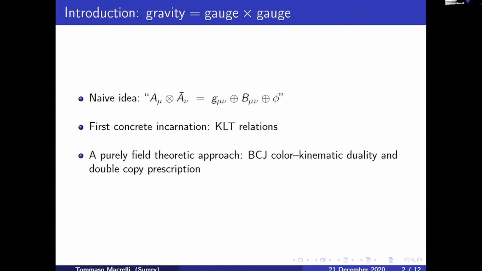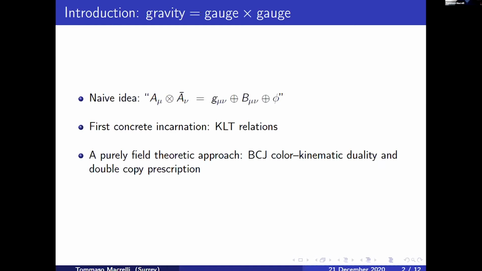To get started, the really naive idea behind the paradigm that sees gravity as the square root of a gauge theory can be summarized with this formula. Well, this is very heuristic since, outside the identification of the fields, we see something like a tensor product of two gauge potentials as a sum of a symmetric metric tensor, an antisymmetric field, and a dilaton, which are the physical fields of a theory that we will refer to as n equals 0 supergravity.